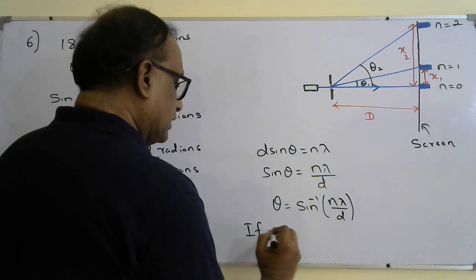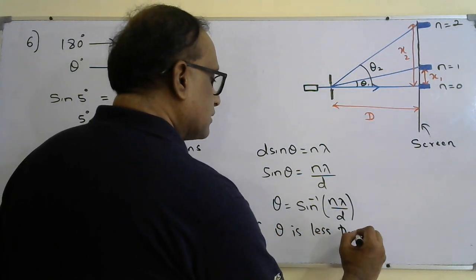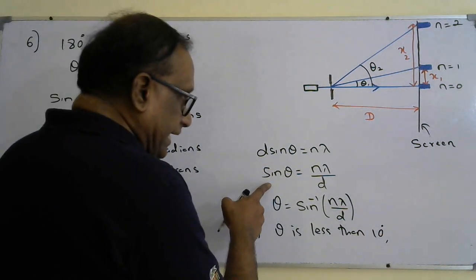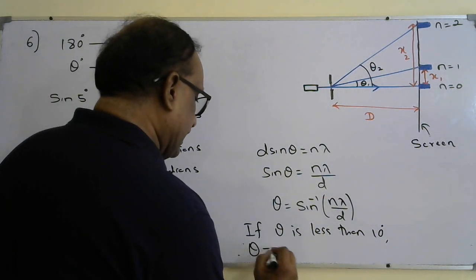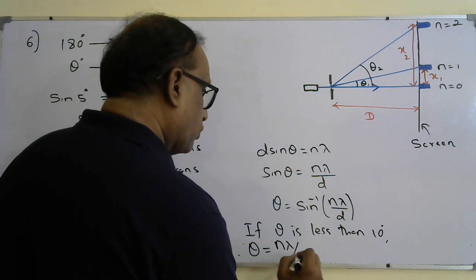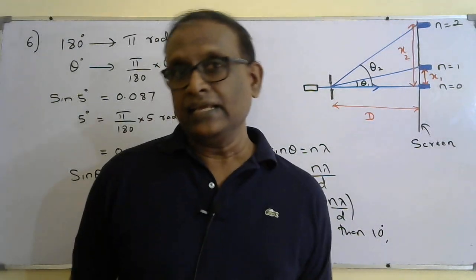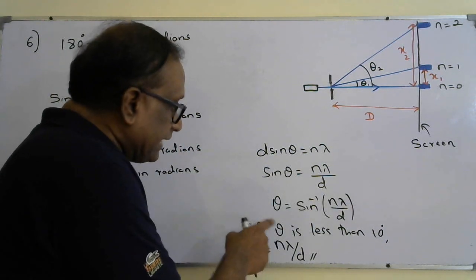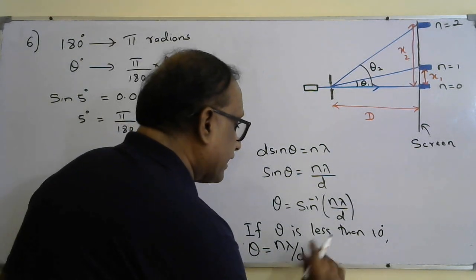But if theta is less than 10 degrees, I can say sine theta is equal to theta in radians. Therefore, I don't need to use sine inverse; theta equals n lambda over d. If the angle is smaller than 10 degrees, I can say sine theta equals theta in radians, so theta equals n lambda over d in radians.